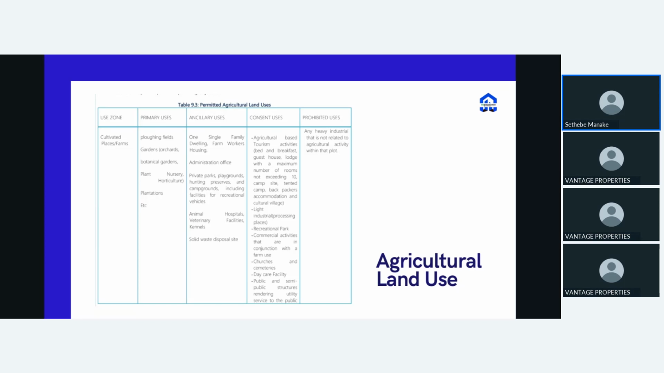One key thing that is outright prohibited on agriculture is heavy industrial that is not related to agricultural activity. For instance, what is heavy industrial that we can have? Like manufacturing of cars, things like that, that's not allowed because it's not related to your agriculture. Processing your produce, that is allowed on your agricultural plot.